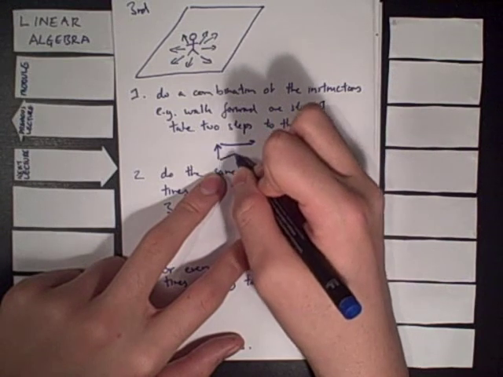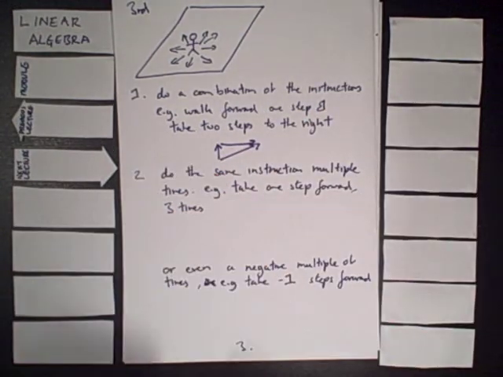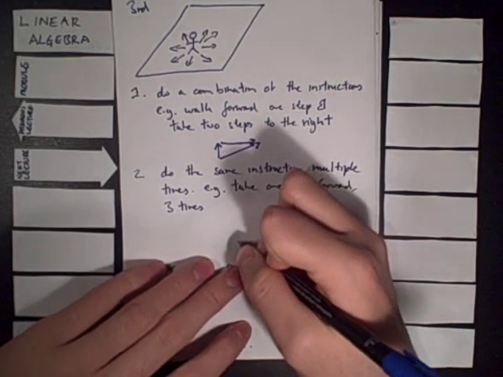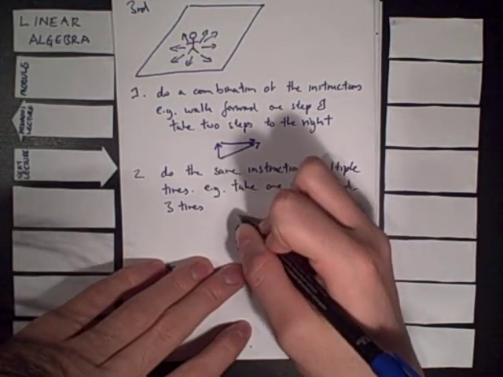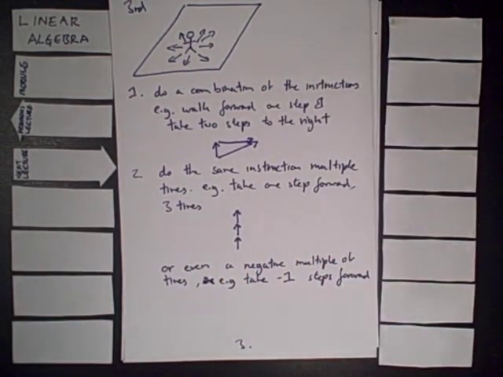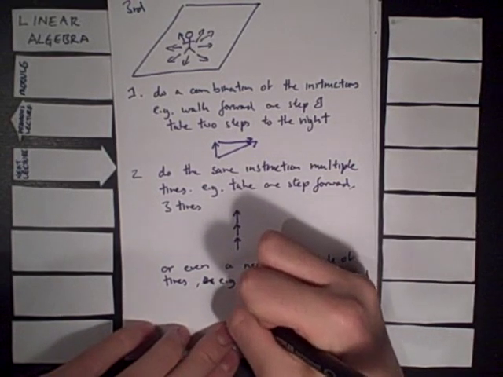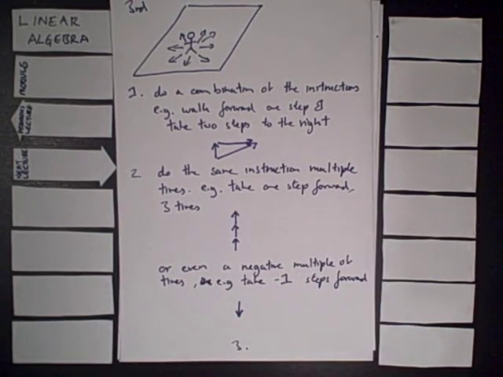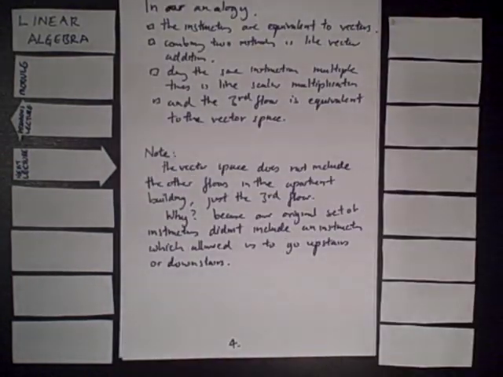The combined effect is this. And secondly, do the same instruction multiple times, e.g. take one step forward 3 times. The combined result is this. Or even take a negative multiple times, e.g. take -1 steps forward. So you take a step backwards. With just these two instructions, we can now walk everywhere on the third floor.